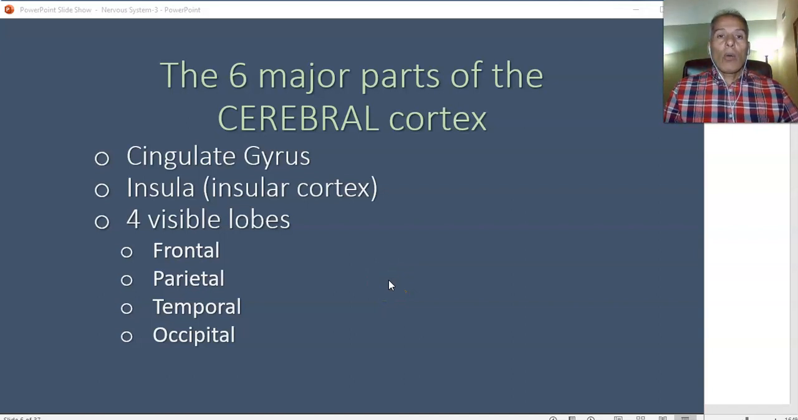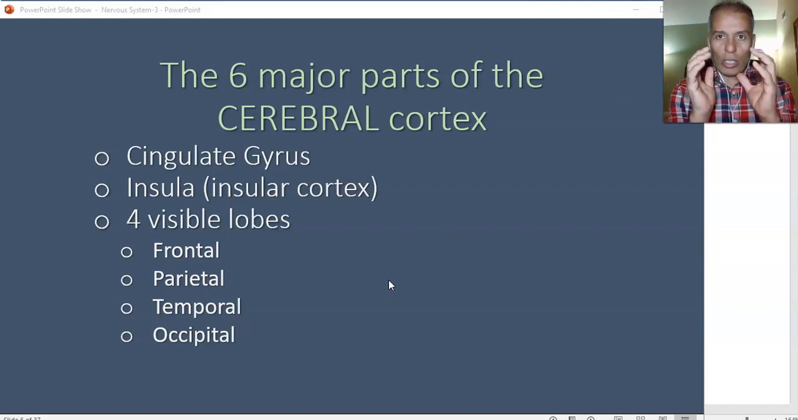So now we are going to speak about the 6 major divisions of the cortex, and we'll speak about the anatomic location. What does each part look like? What is it surrounded by? This is how you need to describe the anatomy.